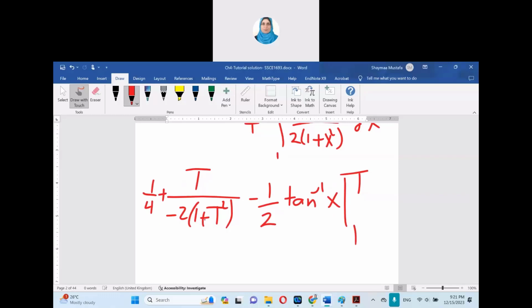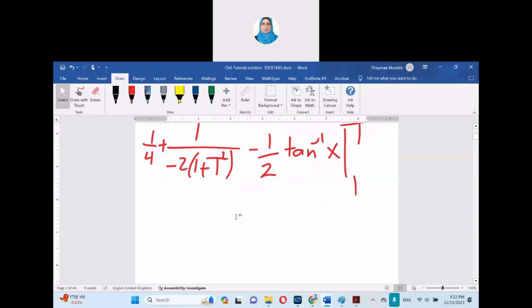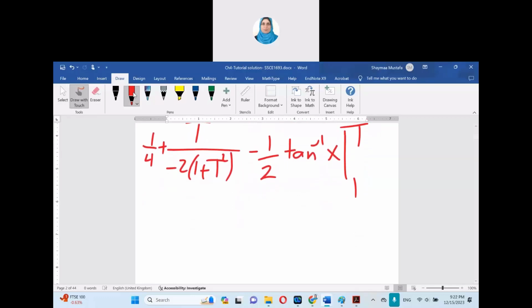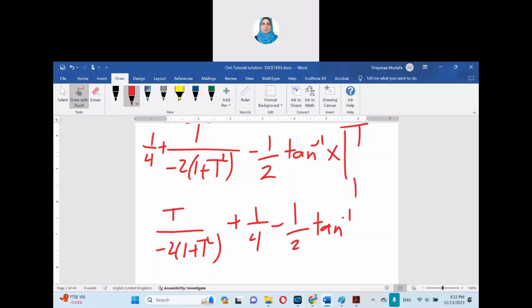Okay, now just substitute t and then take the limit. You have to evaluate the limit then to get the answer. t minus 2 over 1 plus t squared, plus 1 over 4, minus 1 over 2 tan inverse t, plus 1 over 2 tan inverse 1. So tan inverse 1 is pi over 4.